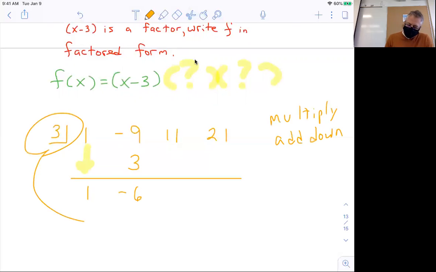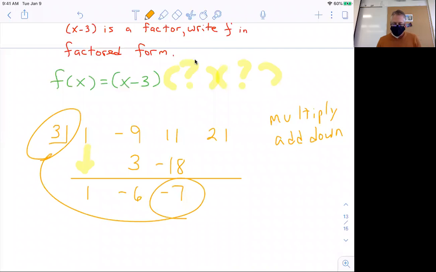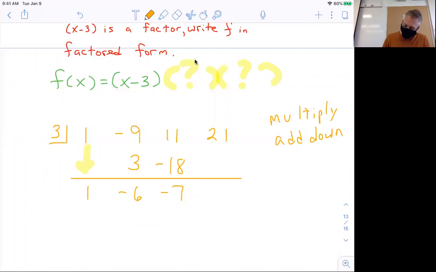Multiply the 3 times -6 is -18. Multiply and add down. So 11 plus -18 is -7. Multiply 3 times -7 is -21. So multiply and add down.